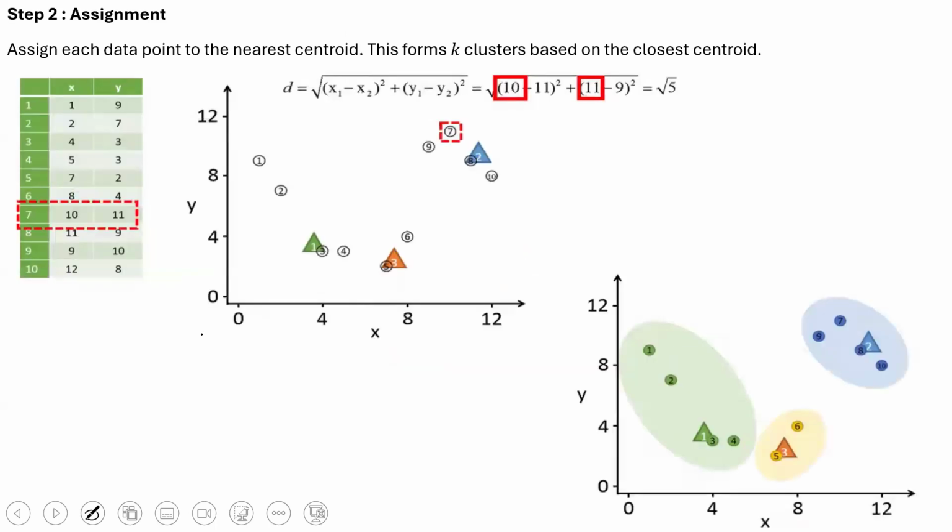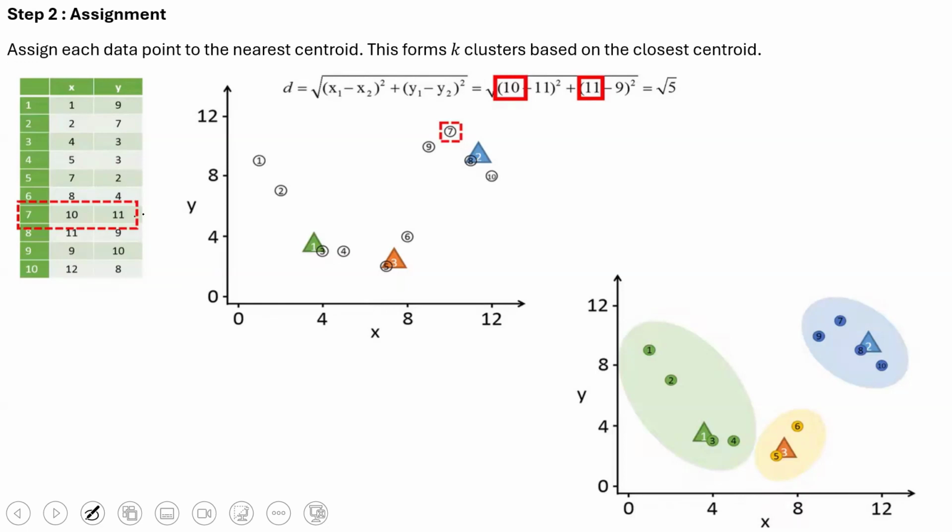Step number 2 is to assign each point to the nearest centroid. This forms k clusters based on the closest centroid. Now you have picked three different points as the centroids of the clusters. Now calculate the distance of every point to those centroids. Now let me take an example.